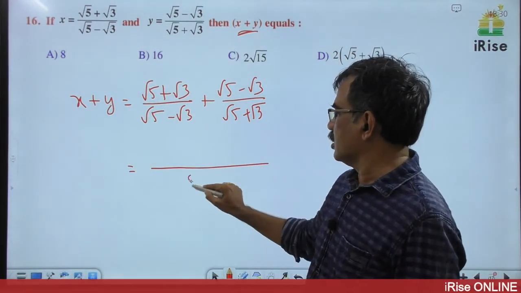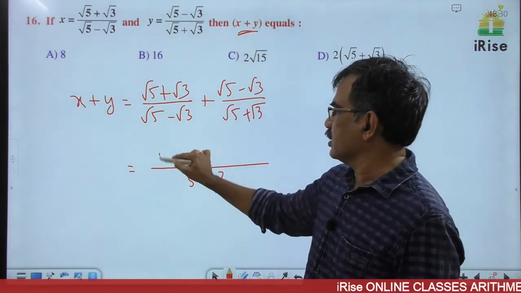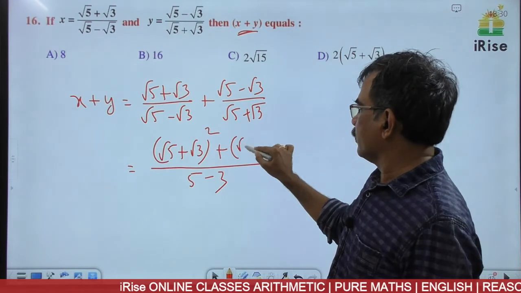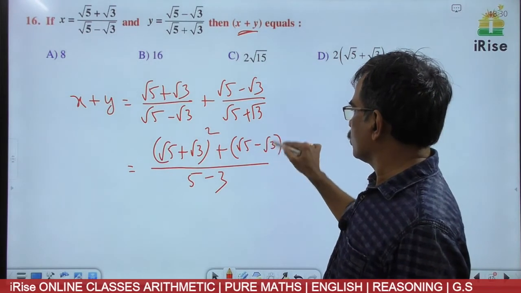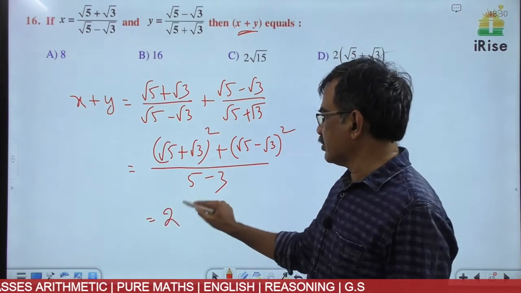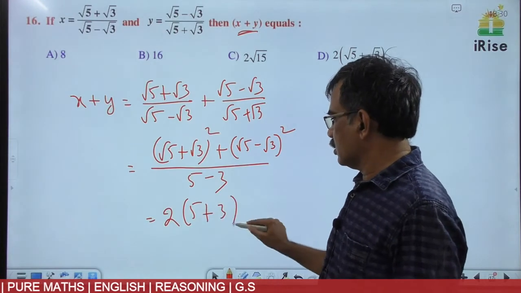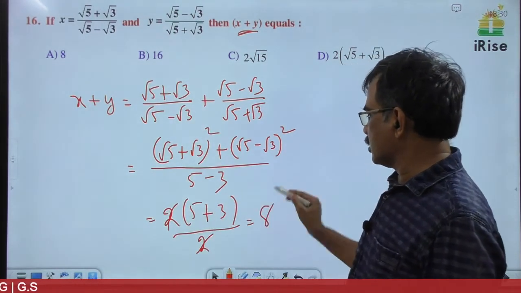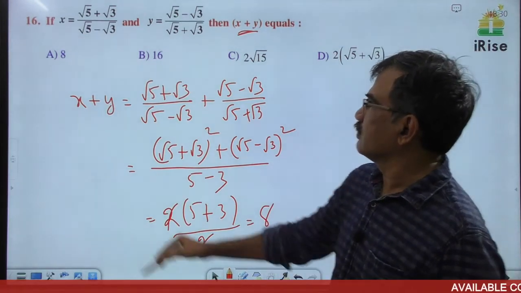Here the denominator is 5 minus 3, and the numerator is (root 5 plus root 3) whole square plus (root 5 minus root 3) whole square, which is equal to 2 times (a square plus b square). Here the difference is 2, 2 cancels, so the answer is 8. Answer is 8, first option.